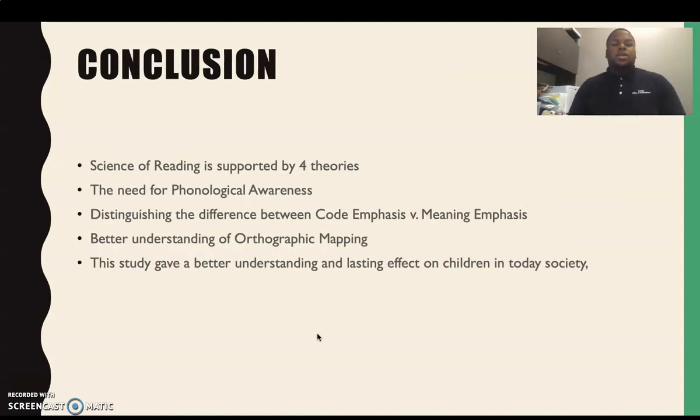So in conclusion, the science of reading is supported by 4 theories. The need for phonological awareness is unimaginable. I just couldn't see anything without phonological awareness. We were able to distinguish the meaning between code emphasis and meaning emphasis. I got a better understanding of orthographic mapping because I did not know what that was off the top. The study gave a better understanding of the lasting effect on children in today's society. The studies have shown from those theoretical models, through the research, that they can produce skilled readers in today's society.